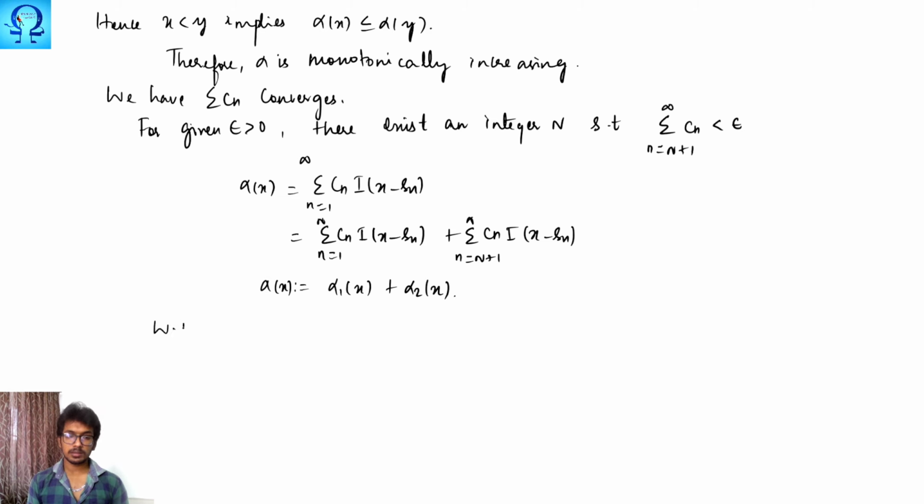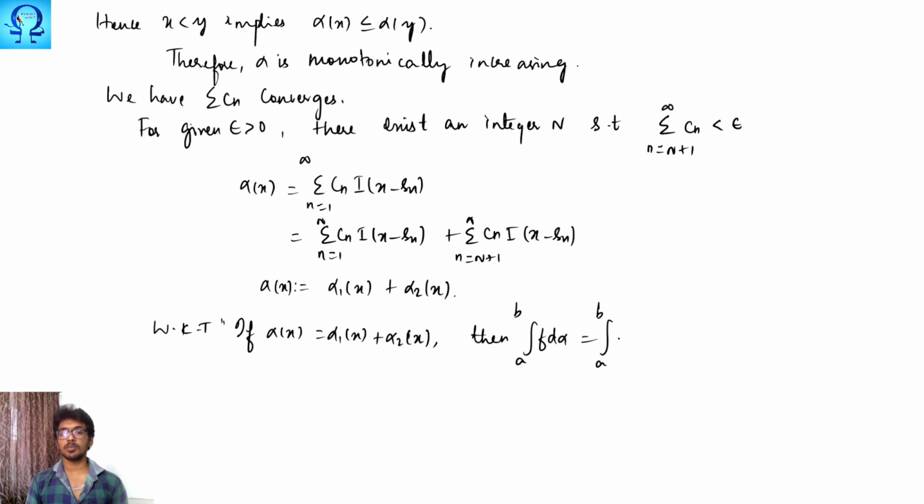We know that if alpha of x is alpha 1 of x plus alpha 2 of x, then the integral a to b f d alpha can be written as the integral a to b f d alpha 1 plus the integral a to b f d alpha 2. This is one of the properties of integrals. Using this property, we are going to evaluate this. So let us mark this as equation 1.